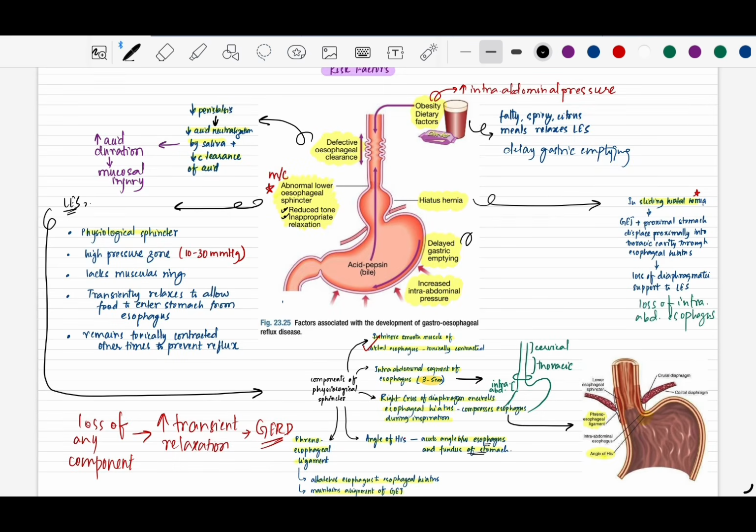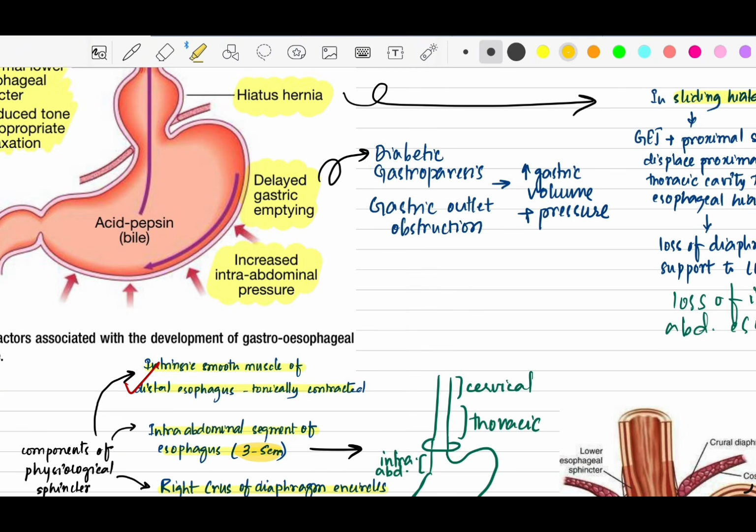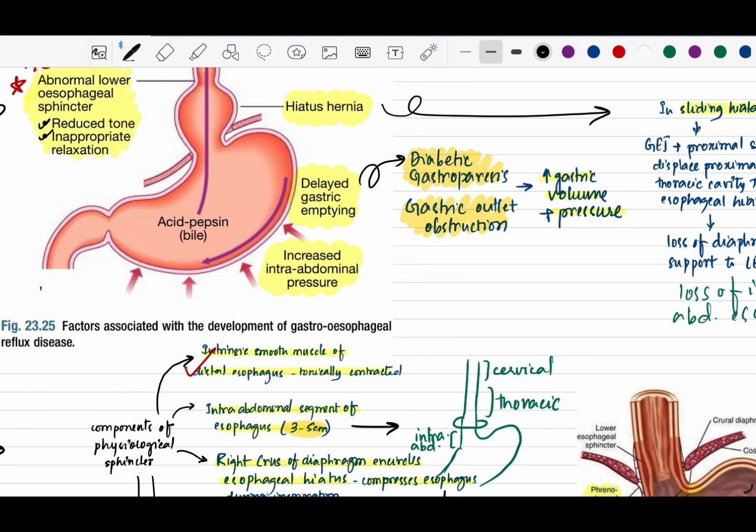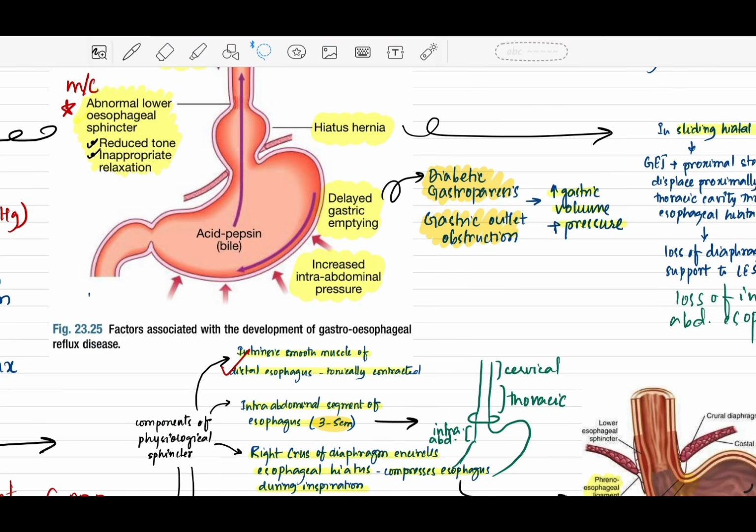Up next, we have delayed gastric emptying. It is seen in conditions like diabetic gastroparesis and gastric outlet obstruction. Now, these conditions lead to food remaining in the stomach for a longer period of time, as a result of which we have increased gastric volume and increased gastric pressure. This pressure that builds up in the stomach is going to exert upward pressure on the lower esophageal sphincter, thus leading to GERD. The last risk factor that we'll be discussing is increased intra-abdominal pressure.